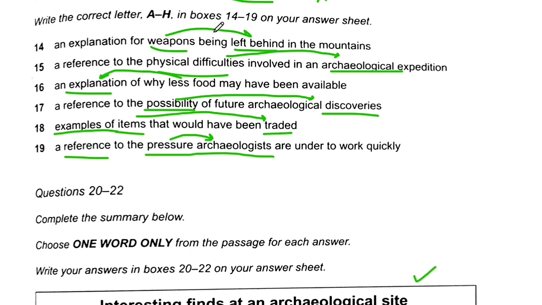So, unexplained weapons left behind, nothing related to weapons. Physical difficulties in an archaeological expedition. Here also they have not mentioned any physical difficulties, and an explanation for less food, nothing. Possibility for future discoveries, nothing. Examples of items traded, not mentioned. A reference to the pressure the archaeologists are under to work quickly. So we have clearly read that the archaeologists have to race against the clock and they have to be systematic. So the answer for this question is B.